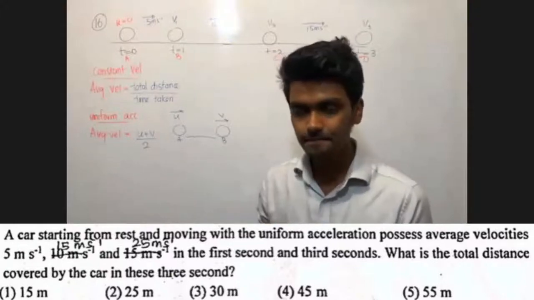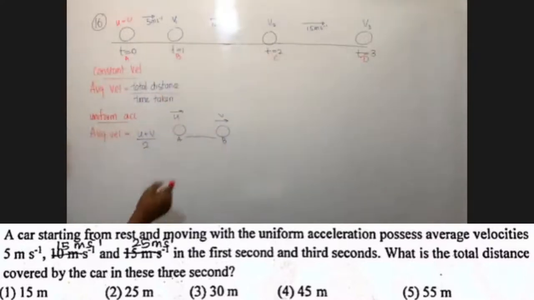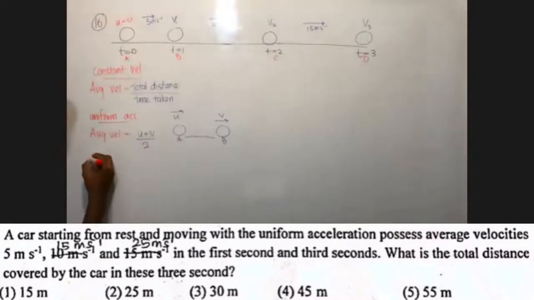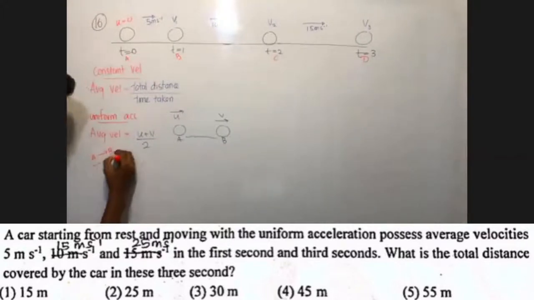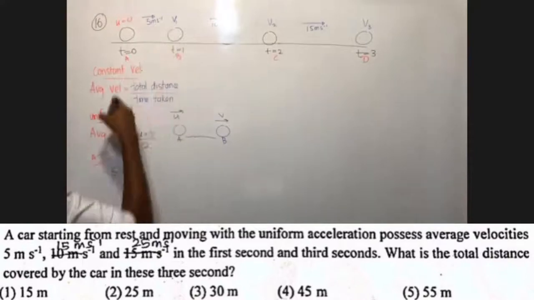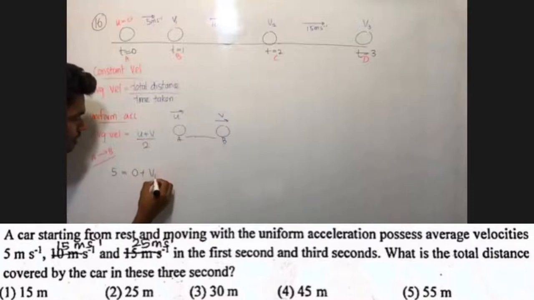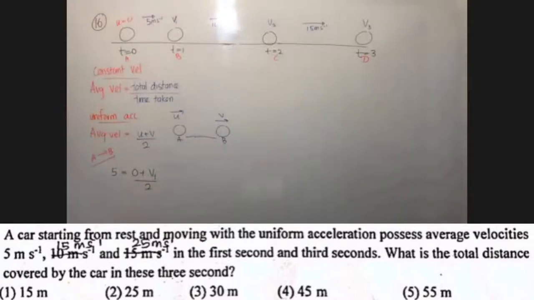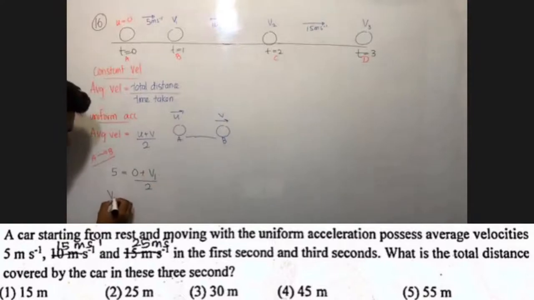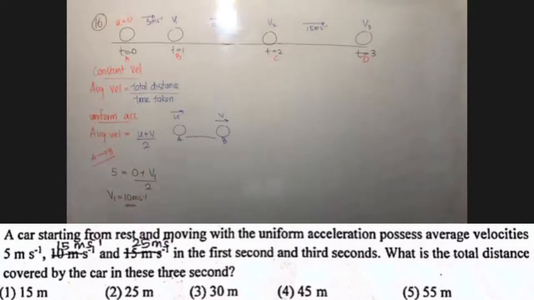If that is the case, what is the average velocity between A and B? 5. So let's substitute this equation. 5 is equal to our initial velocity, which is 0, plus the final velocity V1, unknown, over 2. So V1 is what? 10 meters per second. V1 is 10 meters per second.